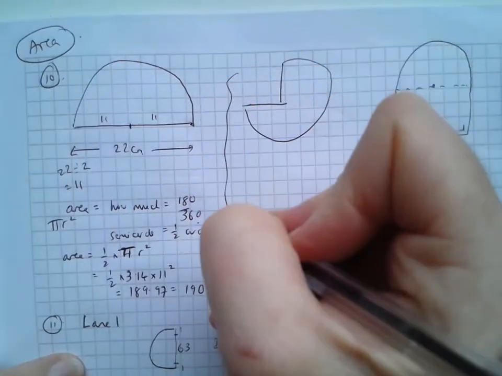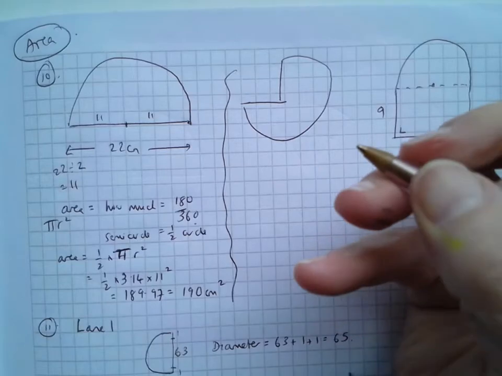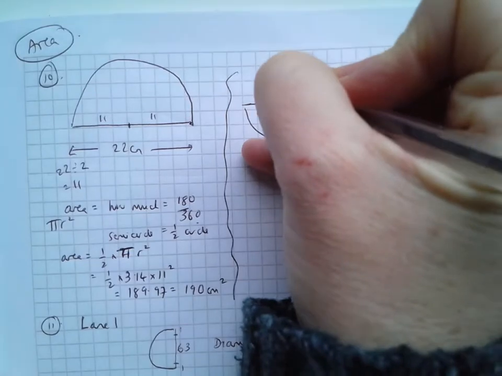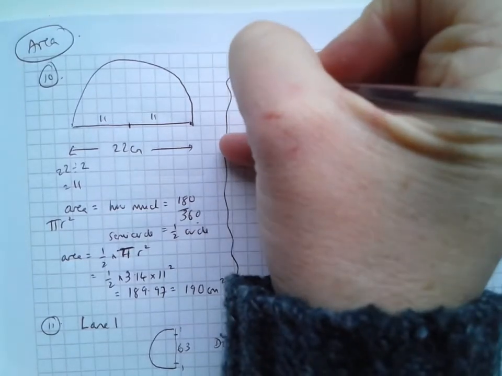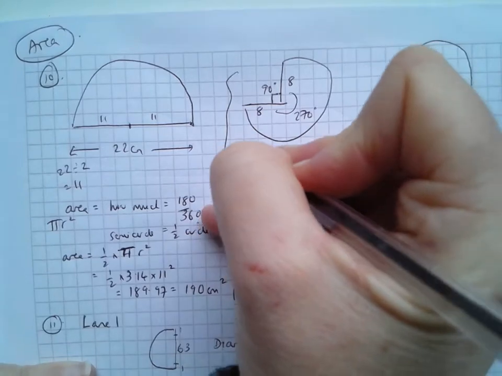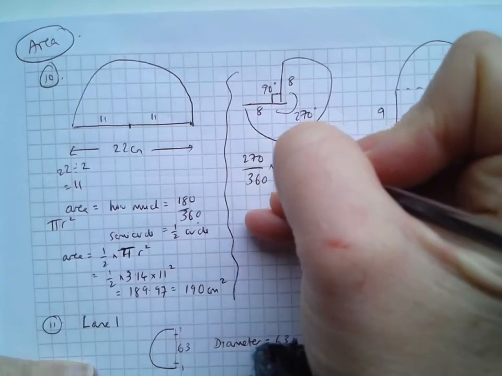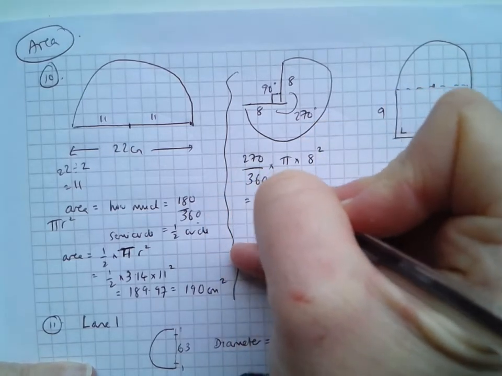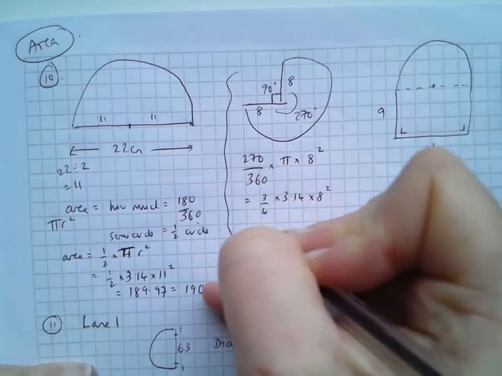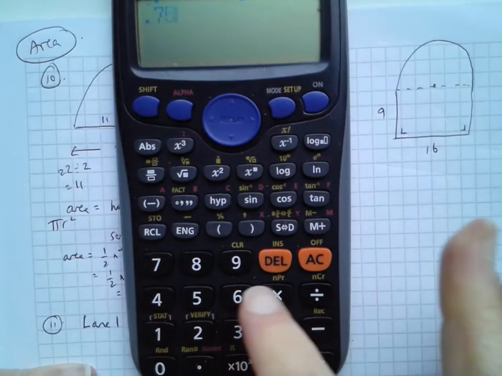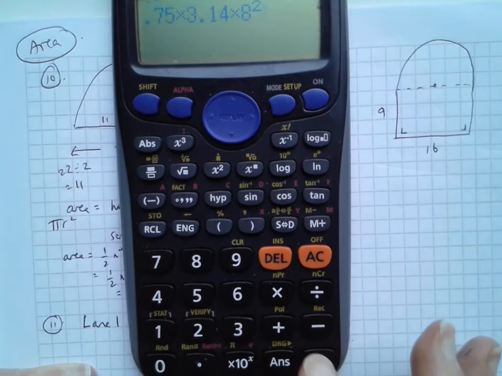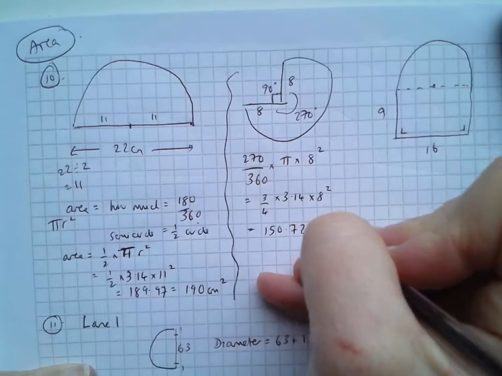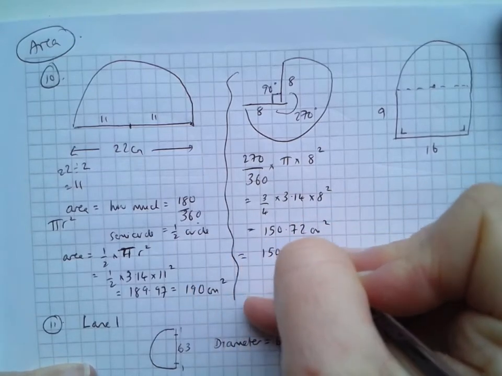This one that looks a bit like a pram. Sorry, bad drawing. This is a right angle, and this is 8, and this is 8. So how much of a circle? This is 270 degrees, if that's 90 degrees, and the whole lot sums up to 360. So we've got 270 out of 360 times pi times 8 squared. So 3/4 times 3.14 times 8 squared. 0.75 times 3.14 times 8 squared equals 150.72 centimeters squared. So 150.7 centimeters squared for that area.